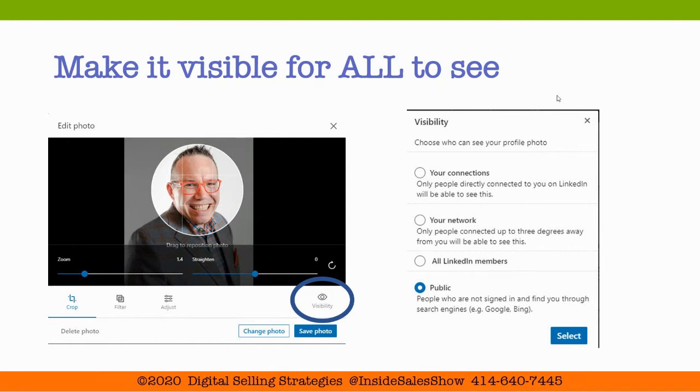And you set this again by clicking on your picture, click on the visibility button, and then scroll all the way down. Really don't have to scroll much, but look all the way down, click on public, put the dot there, and then hit select. Makes it really, really simple.